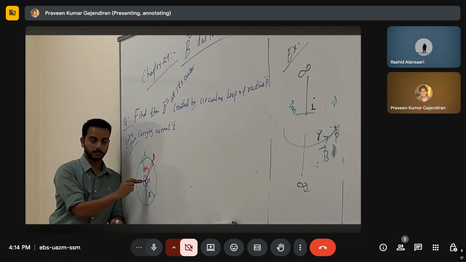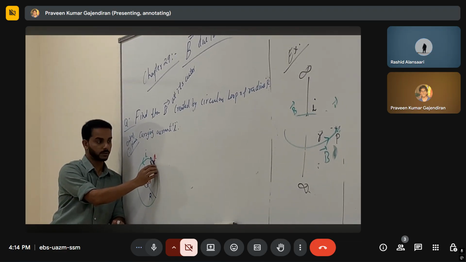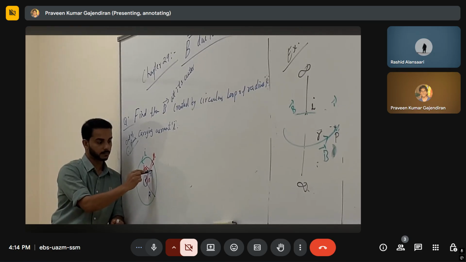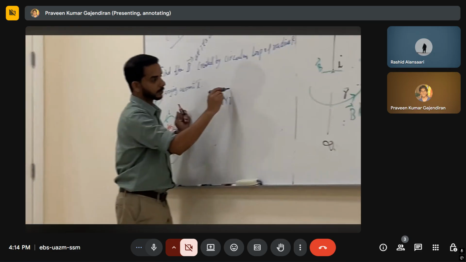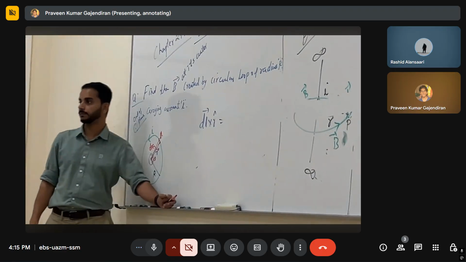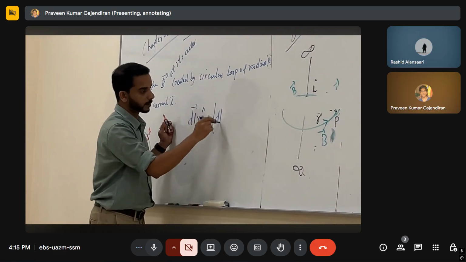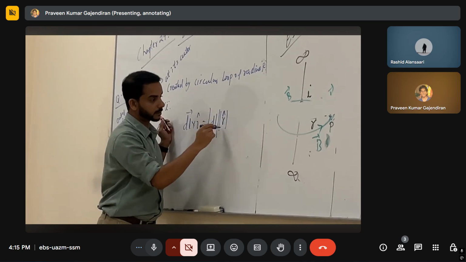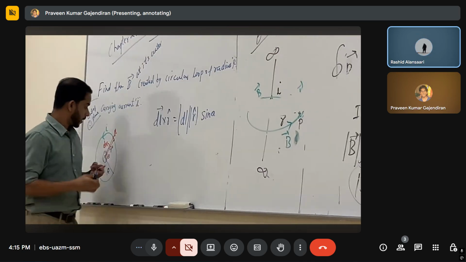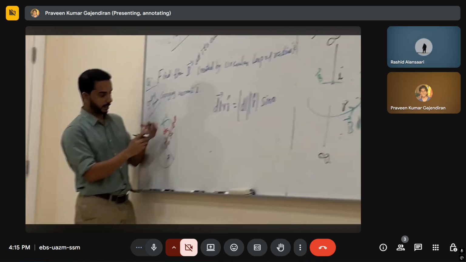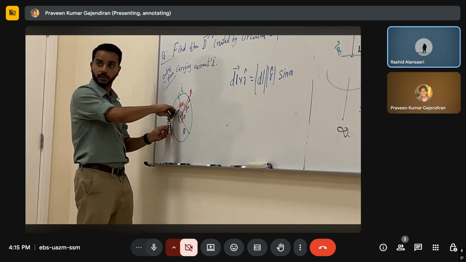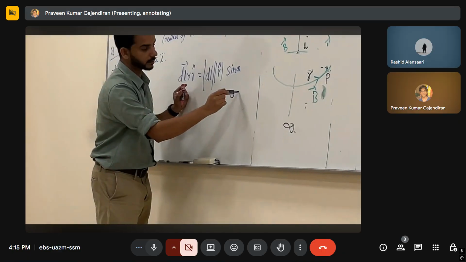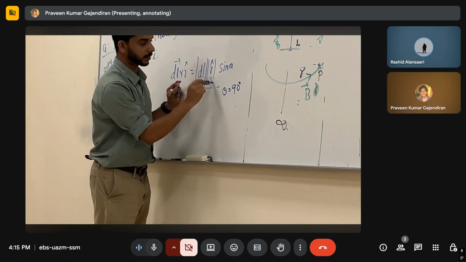We are looking at the center. The magnetic vector is this one, so the other vector will be in this direction. So what is dl cross R? You have the magnitude of dl, the magnitude of R, times sin theta. Whenever you change the dl, the R will also go along with it, so this theta will always be 90 degrees.